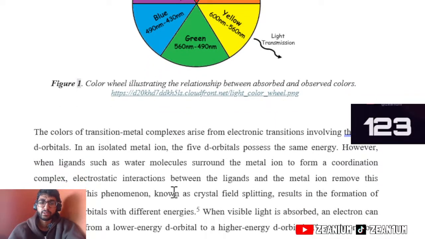And then we have the color wheel, which is the first figure of the lab report. Colors of transition metals can arise from electronic transitions involving the metal d orbitals. In an isolated metal ion, the five d orbitals possess the same energy. However, when ligands such as water molecules surround the metal ion to form a coordination complex, electrostatic interaction between the ligands and metal ion removes this degeneracy.